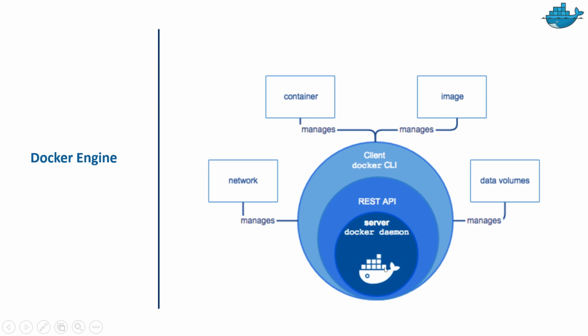First, the Docker daemon, which is the server. Second, the REST API, which makes the communication between the server and the client. And the client, the Docker CLI, will of course be there for the end user.